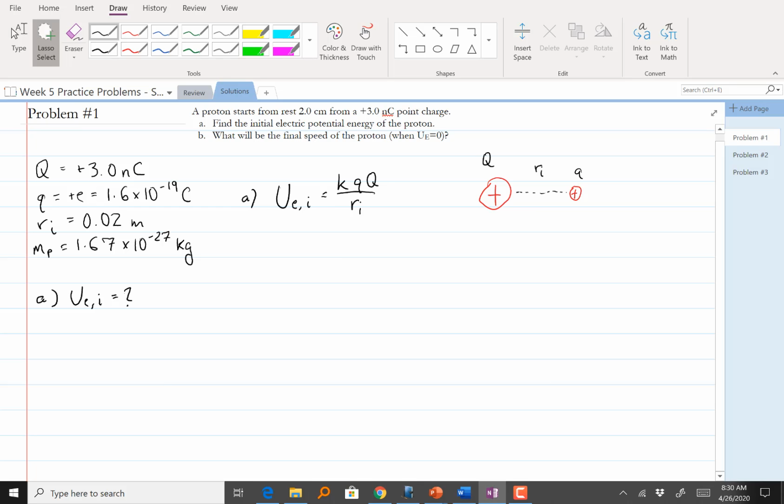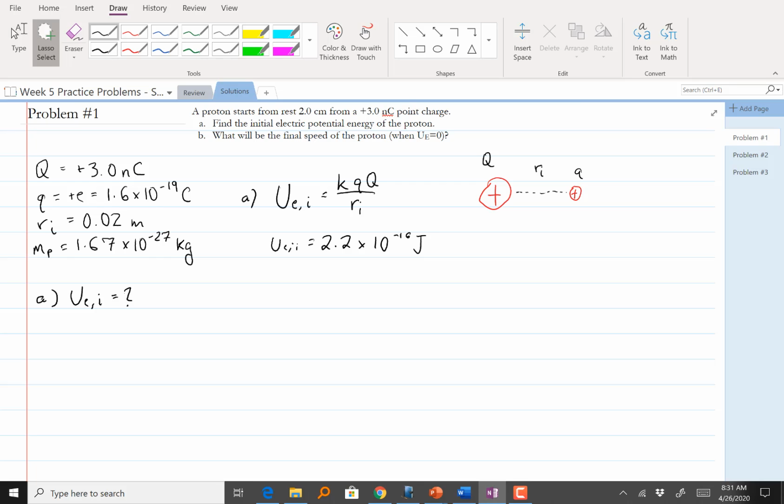So I'm going to take the two charges that I've been given, multiply them by that constant k, 8.99 times 10 to the ninth, and then divide it by that initial distance between those two charges. And if I plug this into a calculator, I will get an answer of 2.2 times 10 to the negative 16th joules, right? Joules being the unit for energy.